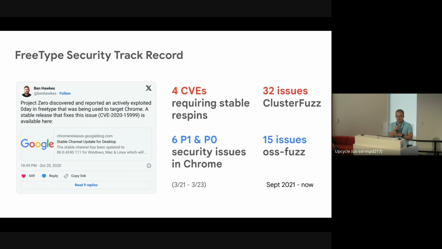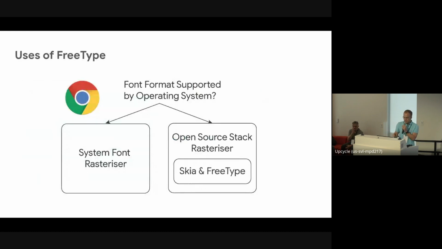So we wanted to look closer. What happened there with FreeType? And in the course of 2 years, we found 4 CVEs, 6 P1, P0 issues, and a high number of ClusterFuzz and OSS-Fuzz issues. Each time they require analysis and fixing and backporting to Chrome Beta and stable. And in some cases, these affect Android as well.